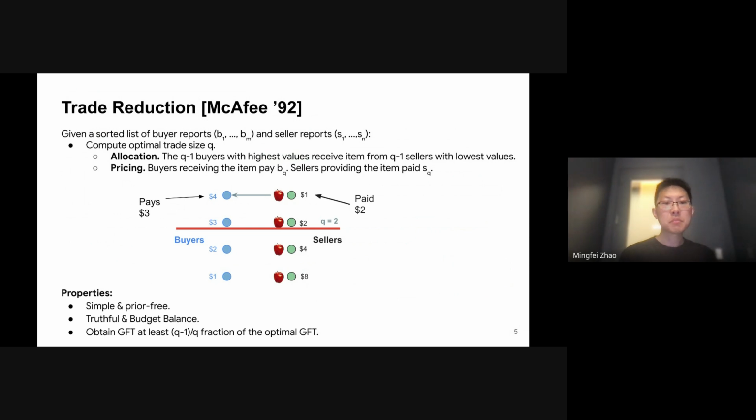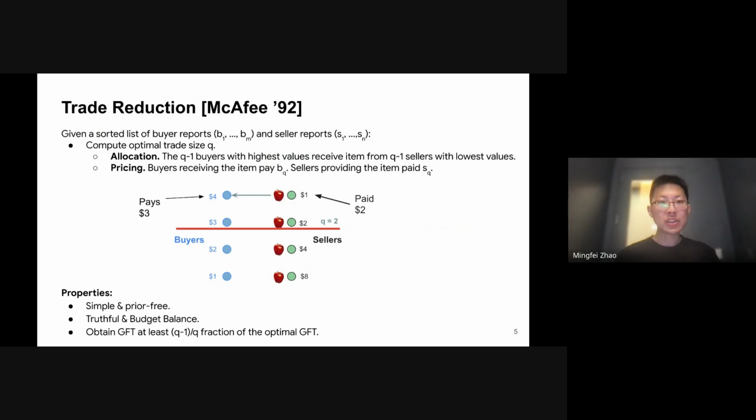This mechanism is very simple, and it's a prior-free mechanism. Also, this mechanism is truthful and budget balanced. Since the difference between this trade reduction allocation and the optimal allocation is just the last pair, the last trade, it can obtain gains from trade at least 1 minus 1 over Q fraction of the optimal gains from trade. Basically, if the optimal trade size is large, then the trade reduction mechanism has a very good gains from trade guarantee.